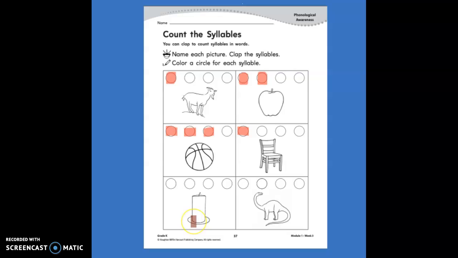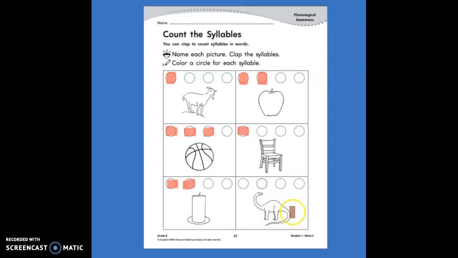What is this a picture of? A candle. How many claps do you think I'm going to make on that? Let's count it out. Candle. 2 syllables in the word candle.